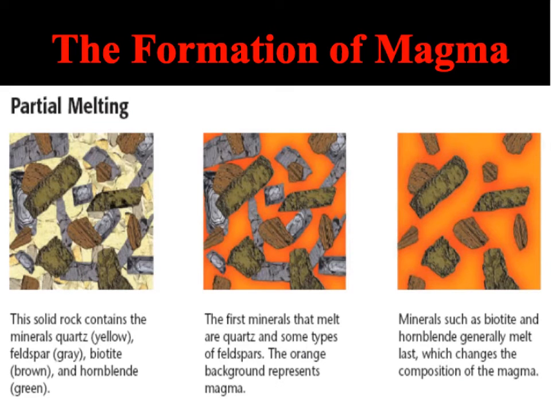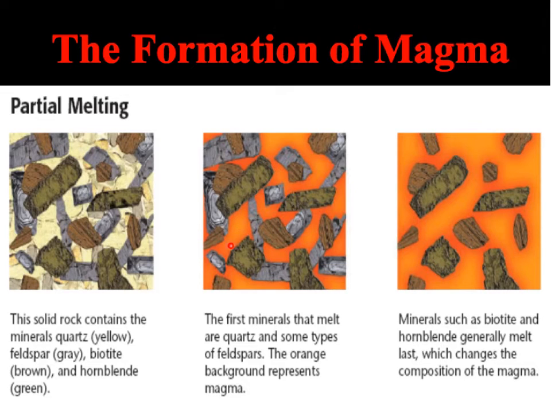It's just a diagram showing you partial melting. You do not have to memorize the way in which the minerals melt. But if we look at this sample of an igneous rock here, you can see the little crystals. The yellow area is quartz. The gray is feldspar. The brown is biotite. And the greenish brown is hornblende.